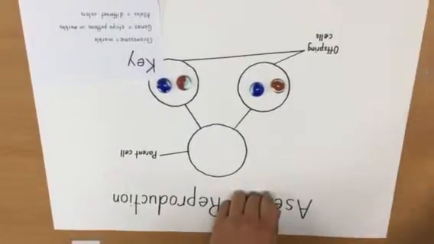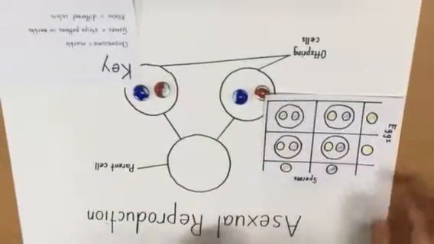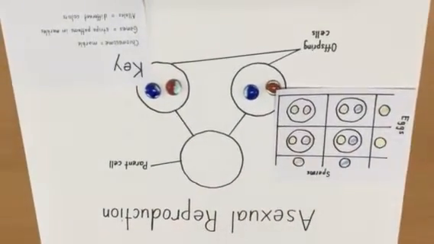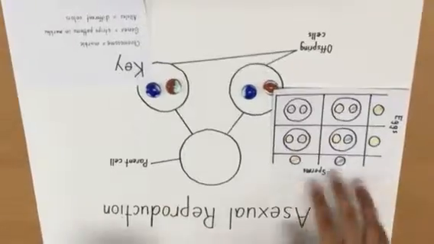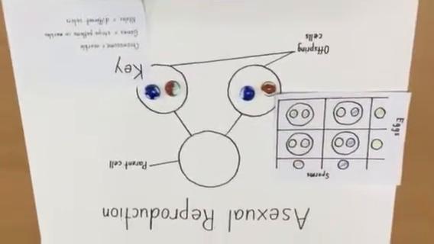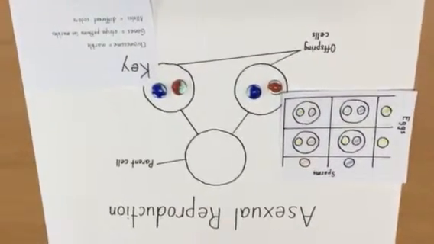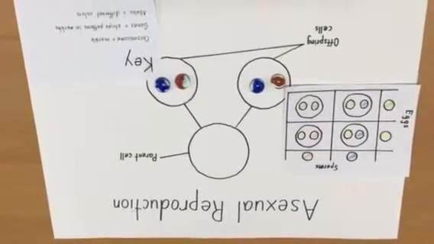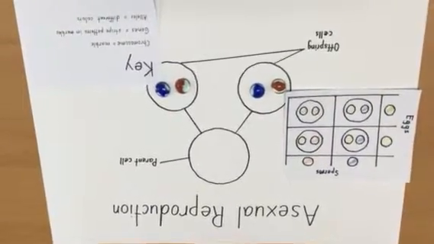So unlike sexual reproduction, which produced more allele combinations and therefore genetic variation, asexual reproduction does not result in genetic variation due to the fact that only one parent contributes to the genetic material of the offspring.